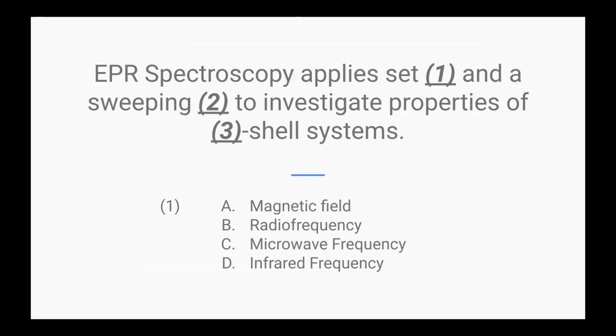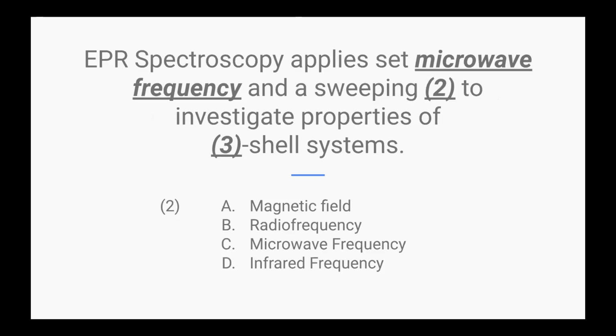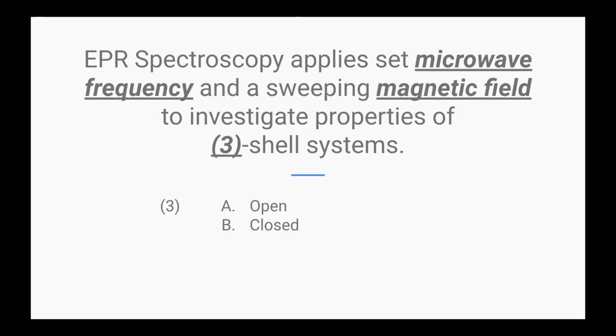So this is not my exam question, but it's a quick review so that you go away feeling like you learned at least a little bit of something. Unmute your mic. For 1, EPR spectroscopy applies a set blank: magnetic field, radio frequency, microwave, or infrared. Microwave. Awesome. And a sweeping magnetic field. Yes. Awesome. So if y'all remember the graphs I had, we had B naught increasing with the zoom in effect, and absorption occurs when you get to a certain B naught.